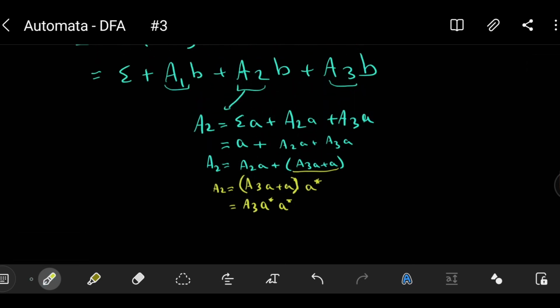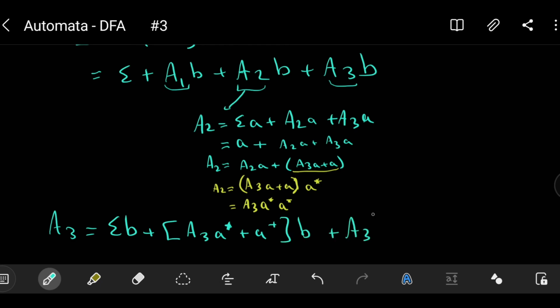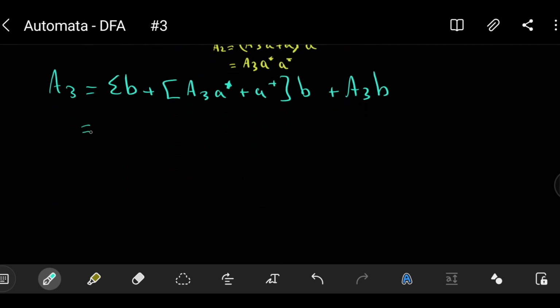Now I will substitute in A3. So A3 here equal to epsilon B plus A3 A star plus A star times B plus A3B, and I will make here the convention by making A3 into A star plus epsilon B plus epsilon plus A star.